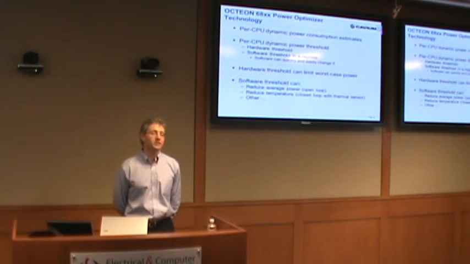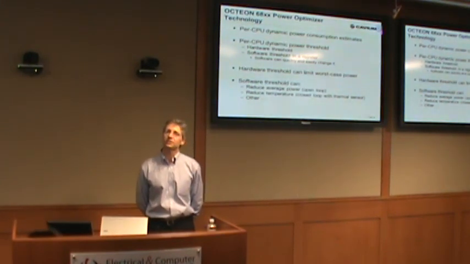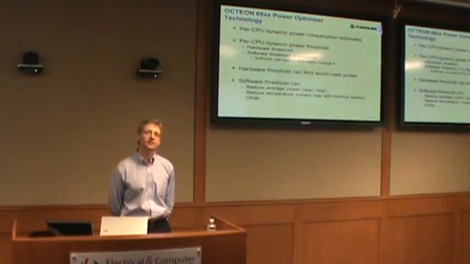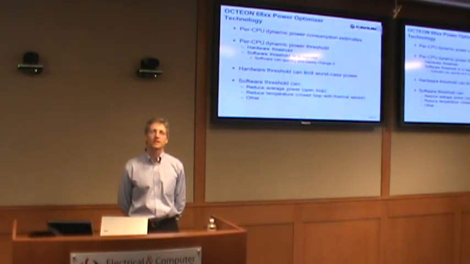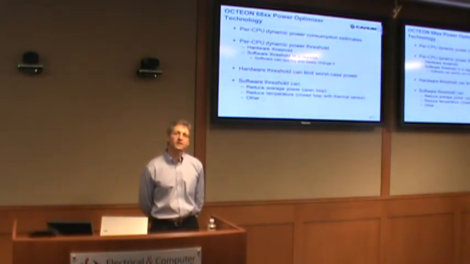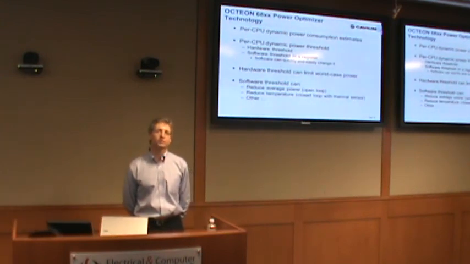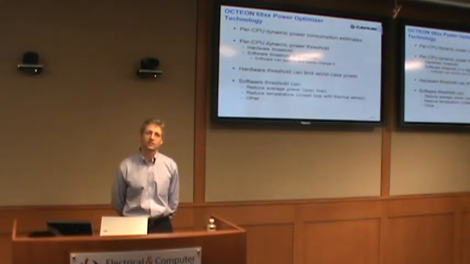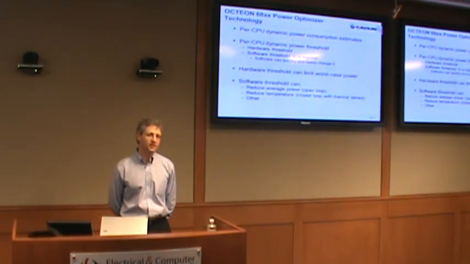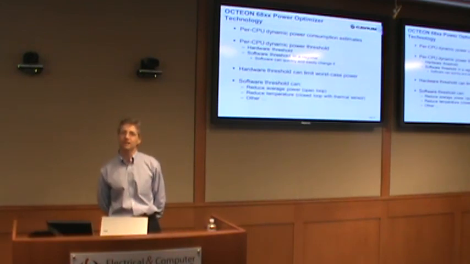The reason the hardware threshold exists is to limit the worst case power, so that 1.28 watts that I told you about, that's the trick that we're going to use to limit that. And I'll show you more in the next couple slides. Software, additionally, can use their threshold to do an open loop reduction of average power, or you can have a closed loop system with, say, a thermal sensor where you monitor the temperature and make sure that your temperature does not exceed a certain value.